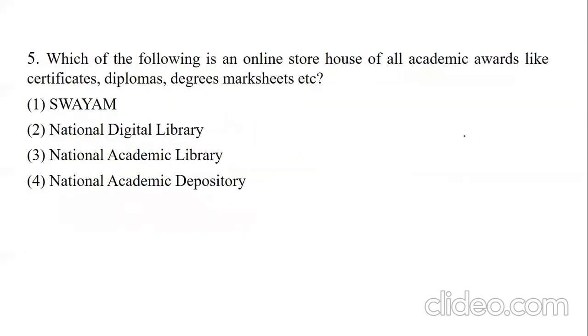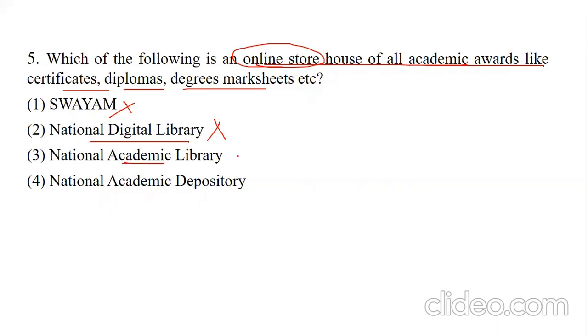Okay. Then the next question: which is an online storehouse for all academic awards like certificates, diplomas, and degree mark sheets? Online store for academics. Okay. Swayam is for academics, but it is not a store. It is a learning and teaching mode. So this option is not available. Library, where you get books, ebooks, and material to enhance your learning skills. So this is not an option. Academic library, where you will be getting your academic related things. So yes, this is also not an option.